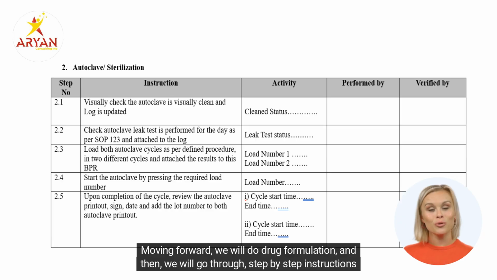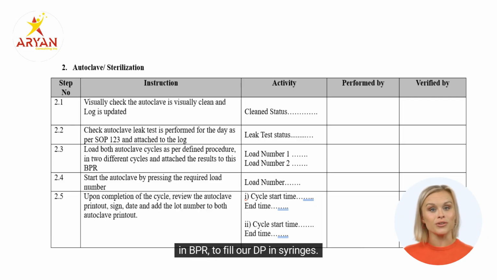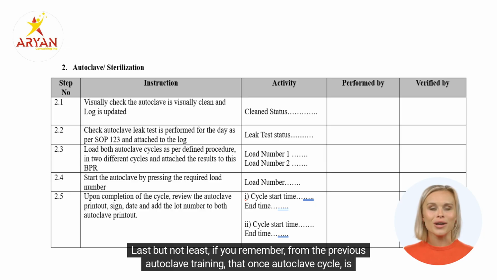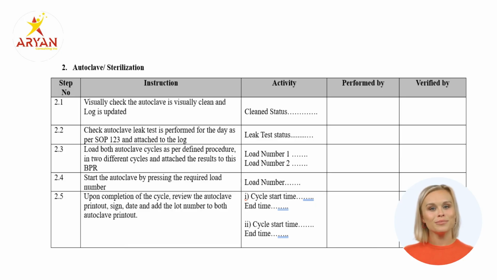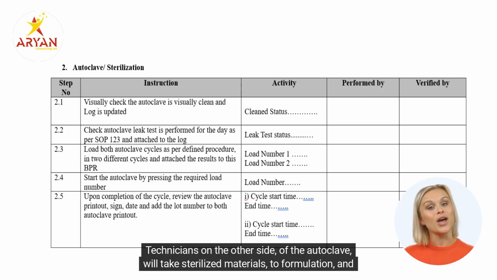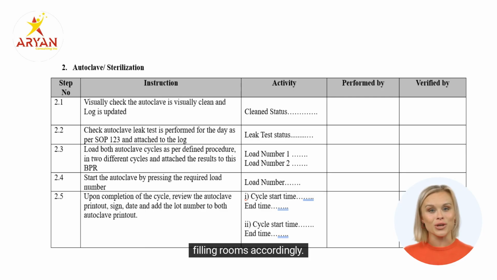Moving forward, we will do drug formulation and then we will go through step-by-step instructions in BPR to fill our DP in syringes. And that's all for the DP process. Last but not least, if you remember from the previous autoclave training, once autoclave cycle is completed, the other door of the autoclave, which opens on more cleaner side, will open. Technicians on the other side of the autoclave will take sterilized materials to formulation and filling rooms accordingly.